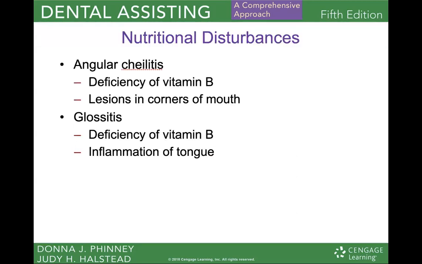So now these are nutritional disturbances. Angular cheilitis is a deficiency of vitamin B. It involves both mucous membranes and the skin. It may occur in patients who constantly lick the corners of their mouths, or if they lose vertical dimension of their face. This condition can lead to more complications because it allows microorganisms to grow in an opportune environment. Glossitis creates a bald tongue appearance and may be painful to the patient.